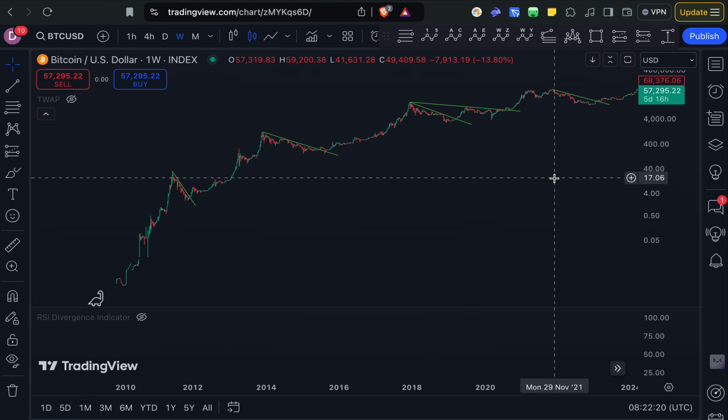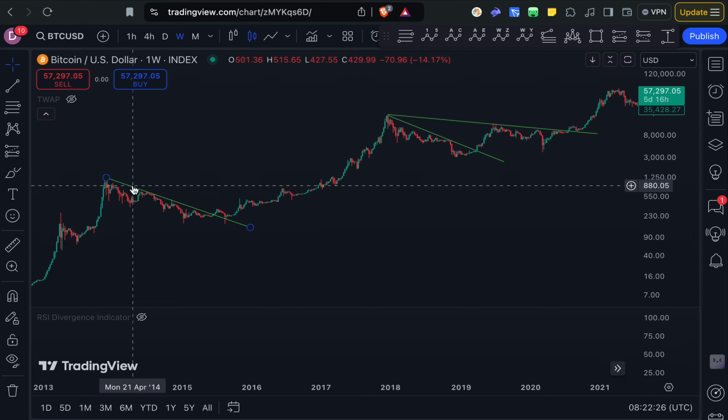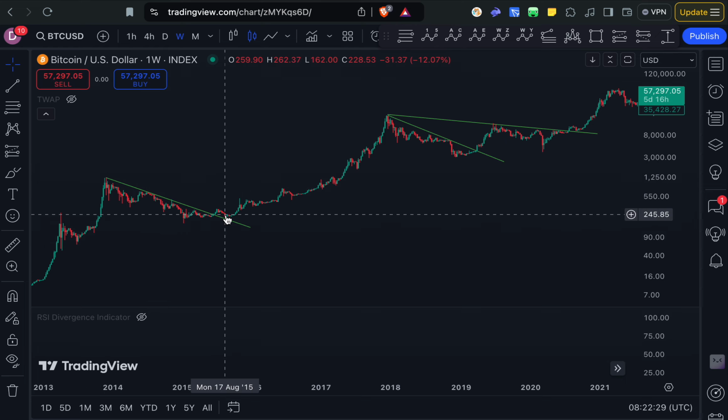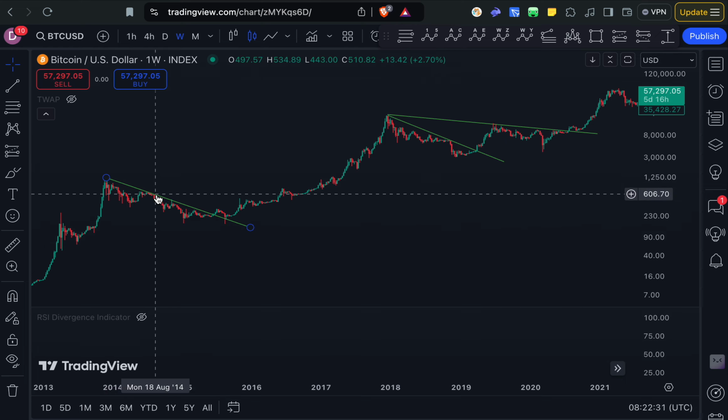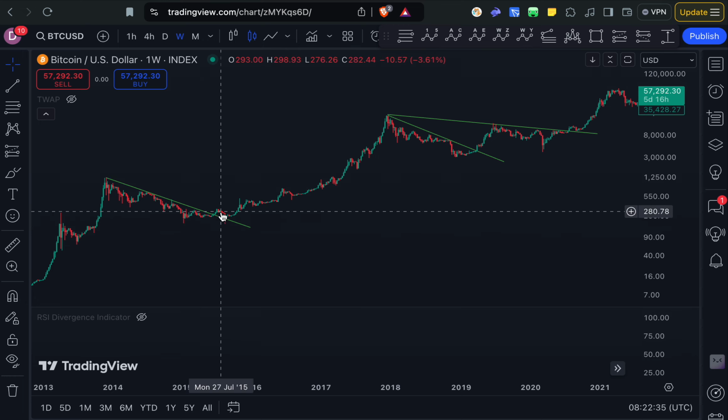It's very, very easy. You don't have to memorize all of the chart patterns or anything like that. Just from the top to basically the bottom, just follow the wicks all the way to the bottom here, and then get bullish when that breaks.